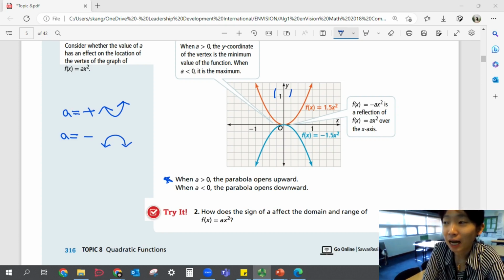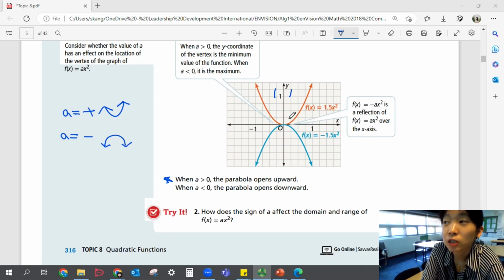So, does the sign affect the domain and range? Does it affect the domain? Does it change the possibilities of values of x? Well, is there a restriction then? Could it be greater than 1? Yeah. Could it be less than 1? Yeah. Could it be 0? Yeah. x could be anything. So it doesn't really change. x is still all real numbers, right?